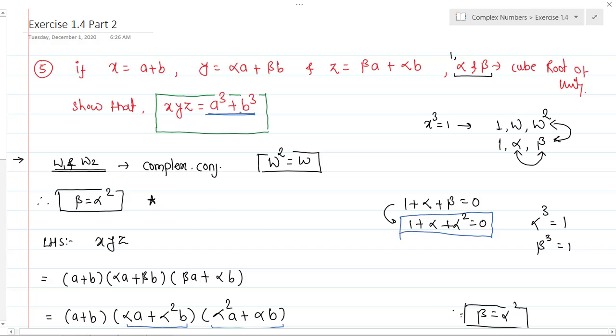Are you getting this? So the only trick is that if alpha and beta are the cube root of unity, you can express one as the square of another. So this is alpha, then this will become alpha square, because we have already proved that 1, omega and omega square are the cube root of unity. Is it okay, everyone?